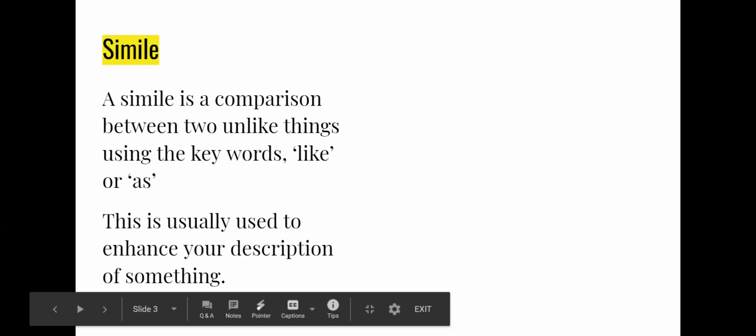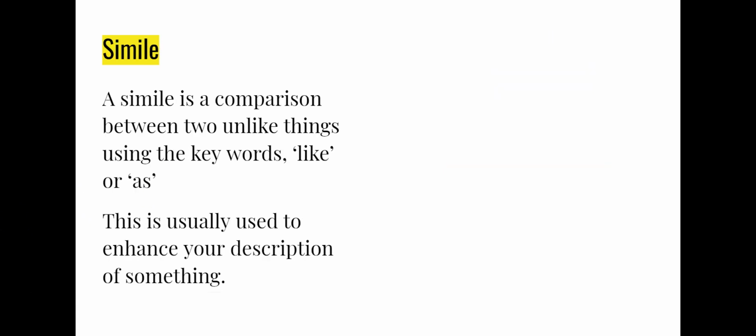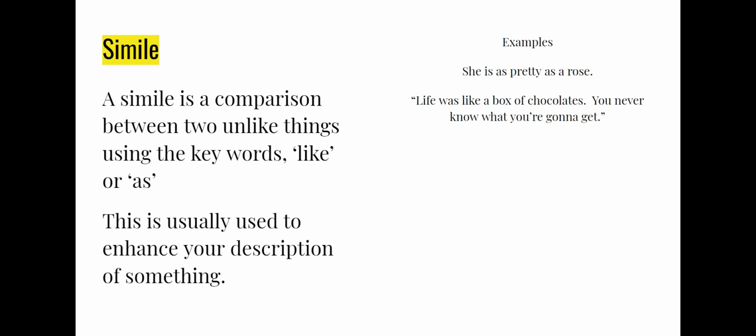So a simile. Now, a simile is a comparison between two unlike things using keywords like or as. Once again, this is something that's been drilled into your head since forever, and it is usually used to enhance your description of something. So some examples that you might have heard of is, she is as pretty as a rose. Or if you've ever seen the movie Forrest Gump, Forrest Gump says, life was like a box of chocolates. You never know what you're going to get.